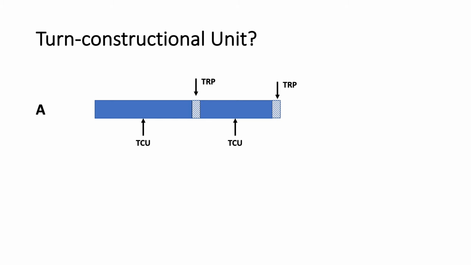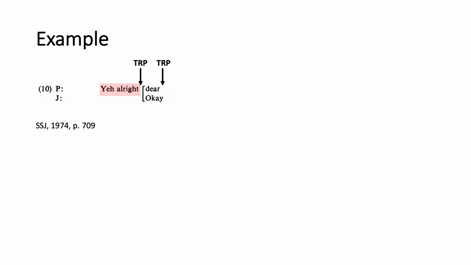In my interpretation, and I slightly digress, but this is important, TCU is where the current speaker builds or constructs the momentum for TRP. Hence, it's called turn constructional unit. So if we return again to the previous example, P and J's talk, "yeah, all right" on our screen is a TCU. "Dear" is another TCU. Then, since "dear" is produced following "yeah, all right," together they make up a unit. Hence, "yeah, all right, dear" is a TCU.